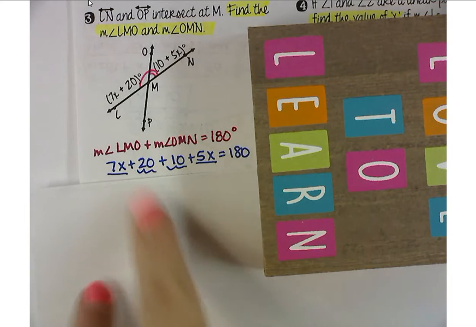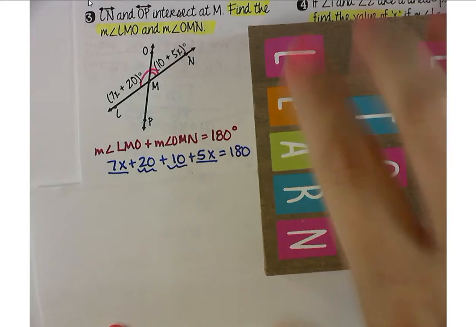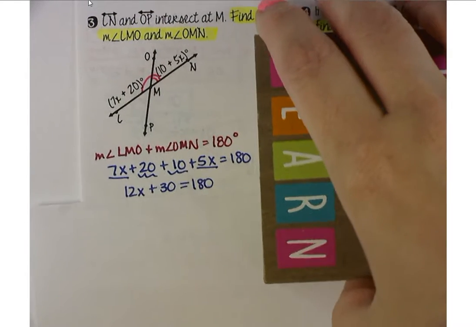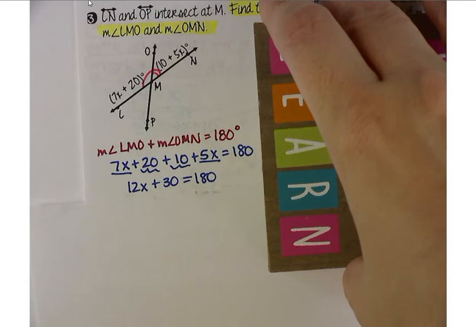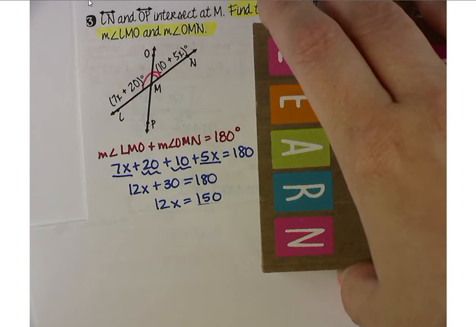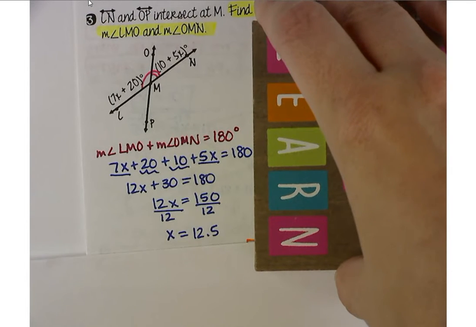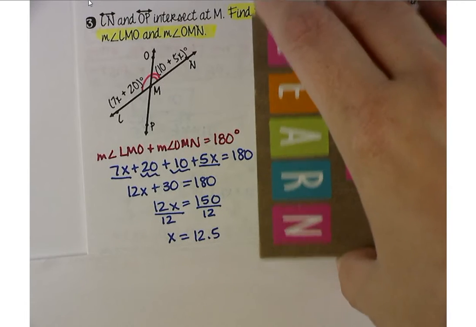Right, so the first part of this we can do in our heads because we have 7 and 5, which is going to add to 12, and 20 and 10, which adds to 30. I have to subtract 30 from both sides, and then once we get here is probably when you're going to want to make sure you have your calculator. So when you divide by 12, you will get x equals 12.5.